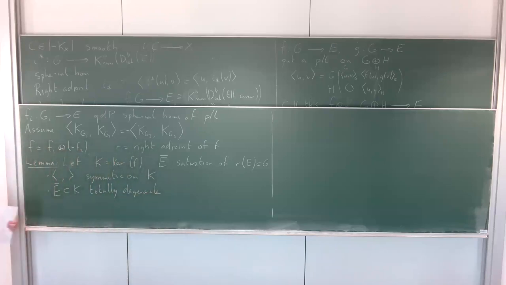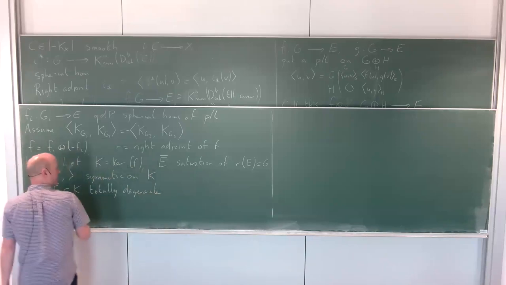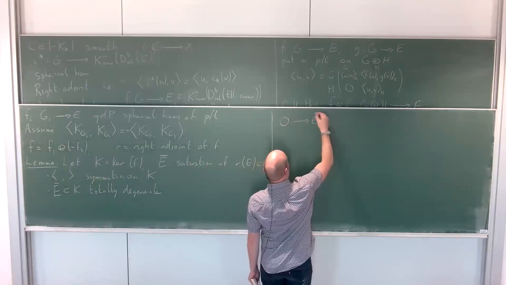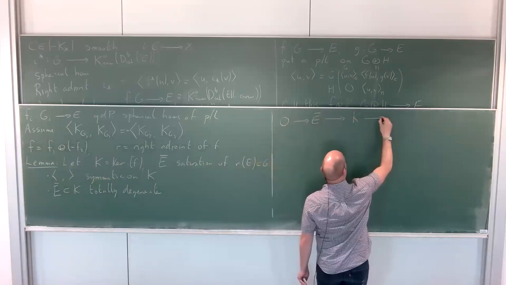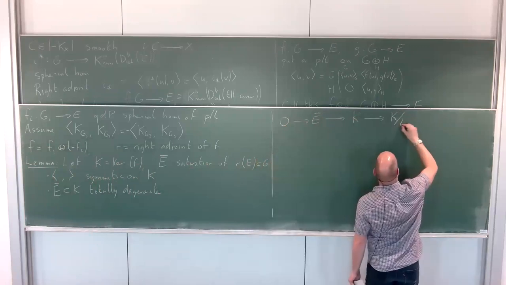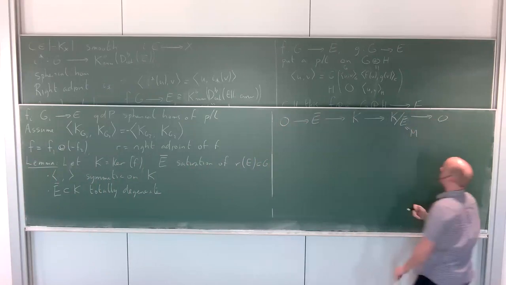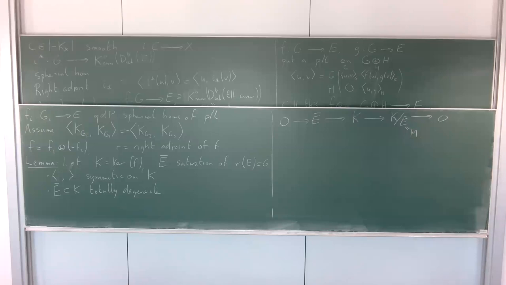So what do we do if we've got a totally degenerate sublattice of a lattice? We can quotient it. So I can write down an exact sequence: zero goes to E bar, goes to K, goes to K mod E bar, goes to zero. And I can call that thing M. Okay, that's the algebraic background.